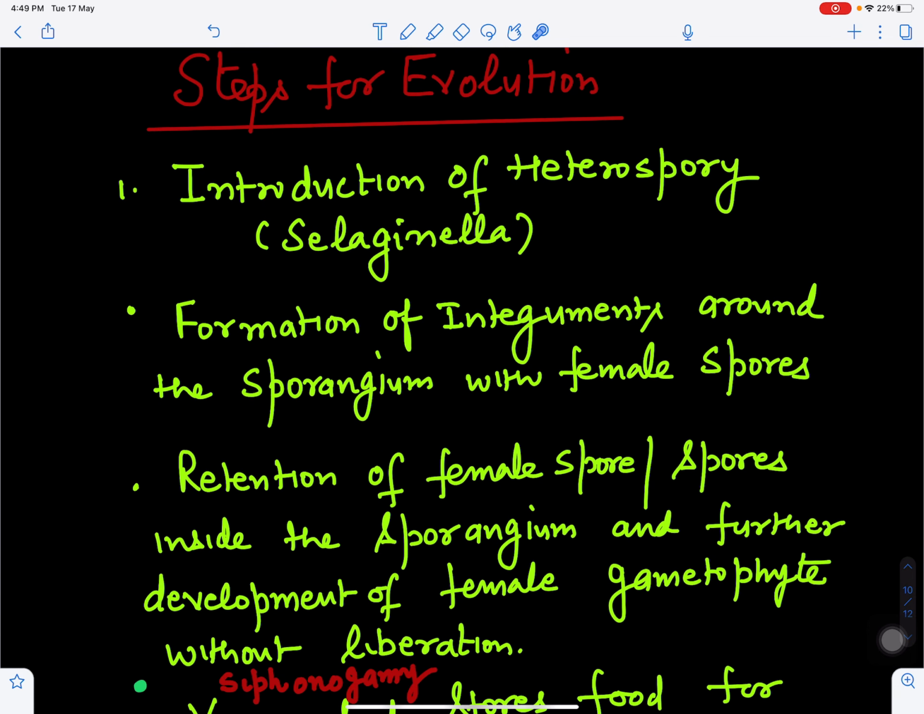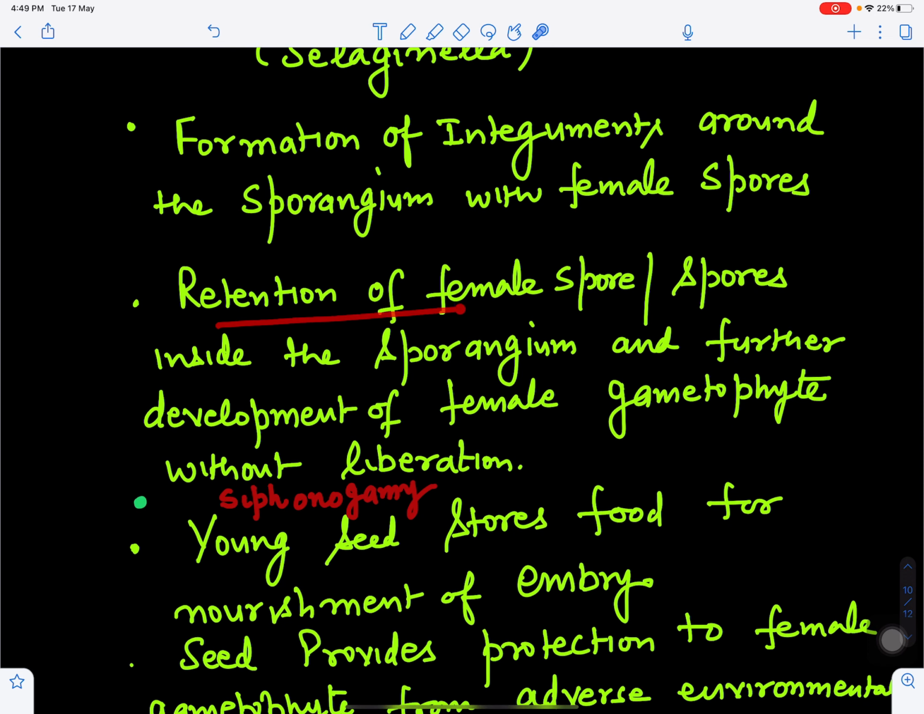So what are the steps for the evolution? Number 1, introduction of the heterospore, meaning production of 2 kinds of spores like we discussed in Selaginella. Microspores and megaspore. Microspore germinate to form the male gametophyte and megaspore germinate to form the female gametophyte. Then we discussed formation of integuments around the sporangium with female spores. We saw how that outgrowth ultimately got covered into integuments. Another step is retention of the female spore inside the sporangium and further development of the female gametophyte without liberation. It will not come out, the female spore will remain inside the megagametophyte.